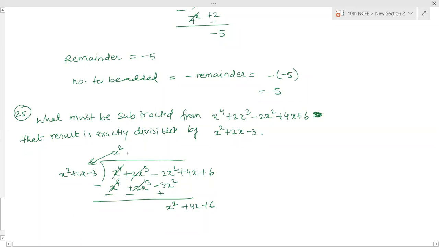Next quotient. Next question is, ma'am, now what do I have to do? Can you just help? This is the first term. Divide with the first term. Okay, so it should be x. This term divide with this term. Okay, so it should be plus. Okay.